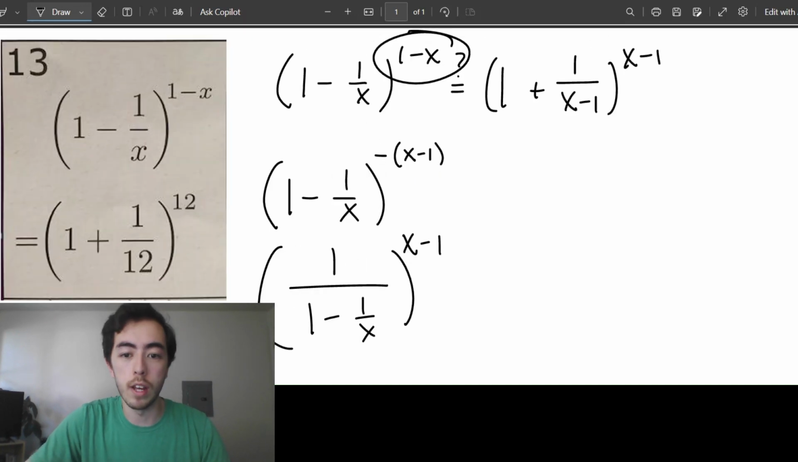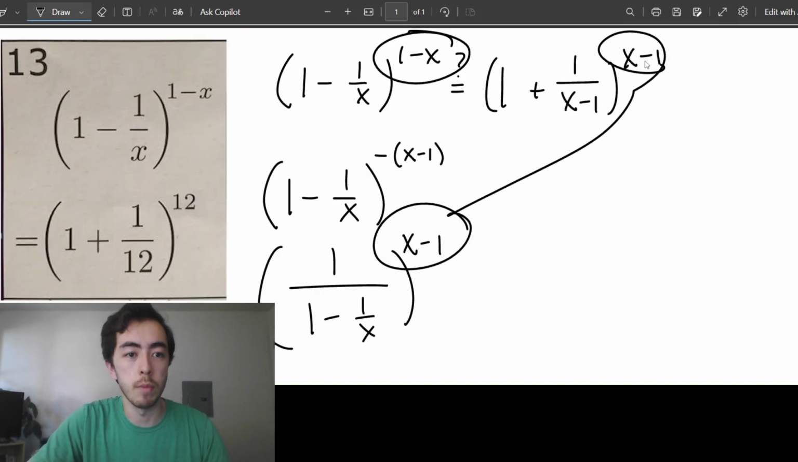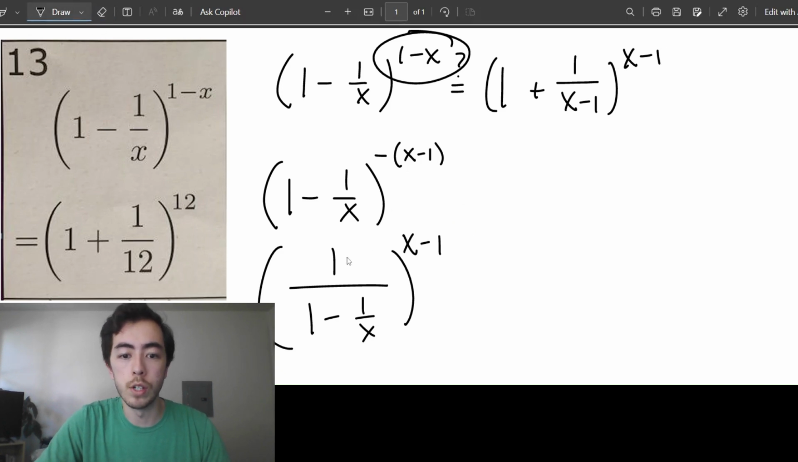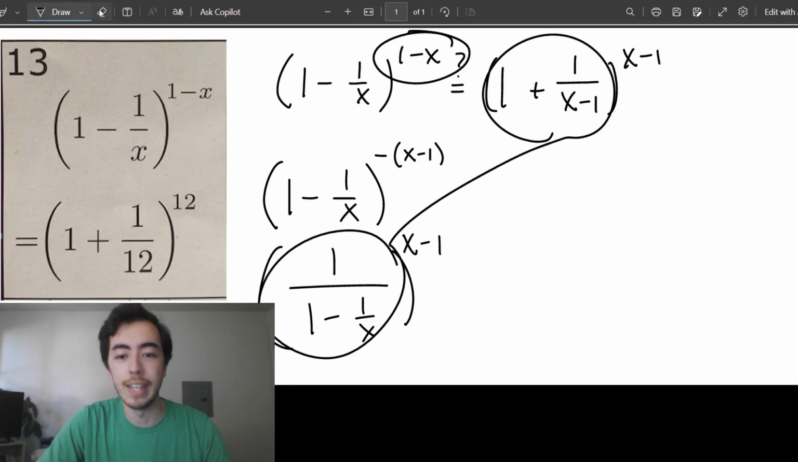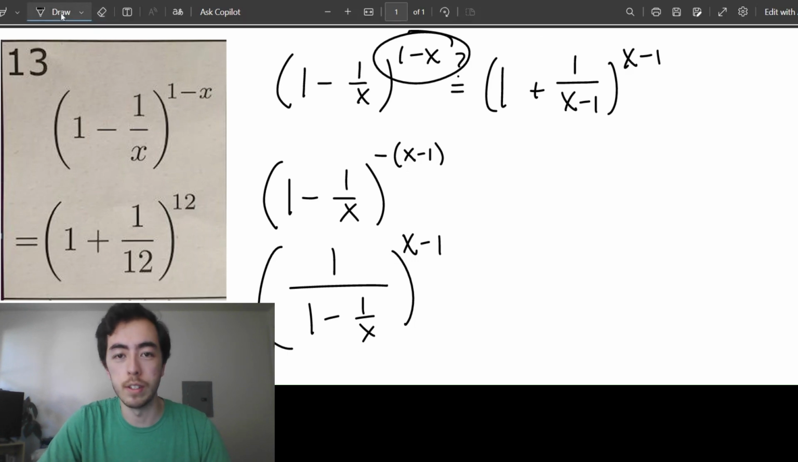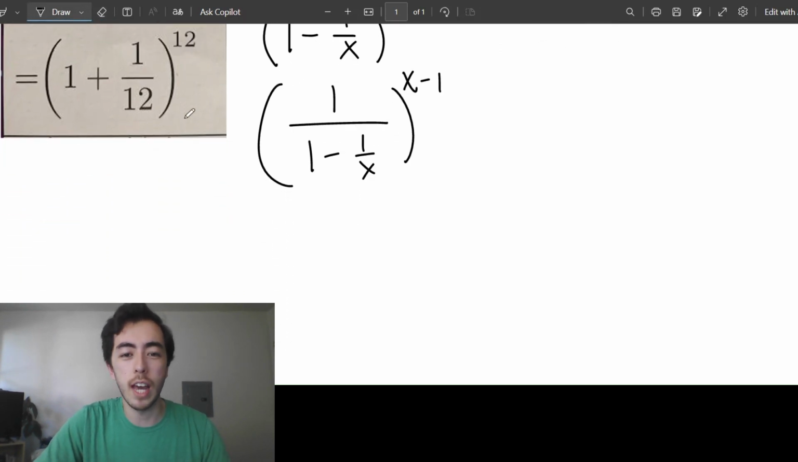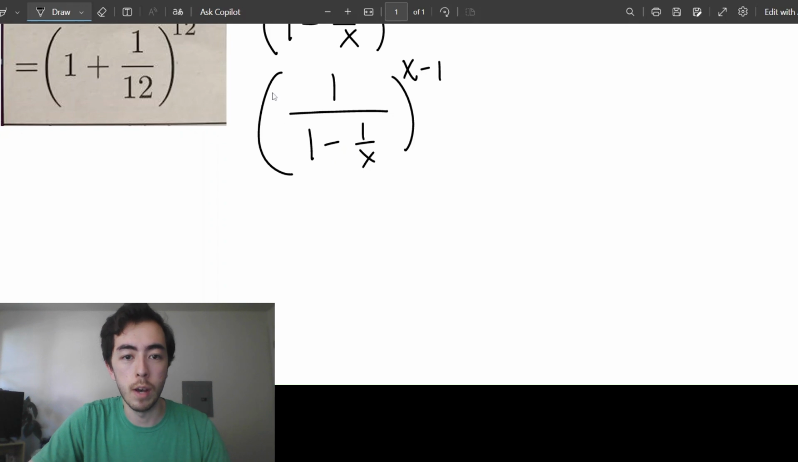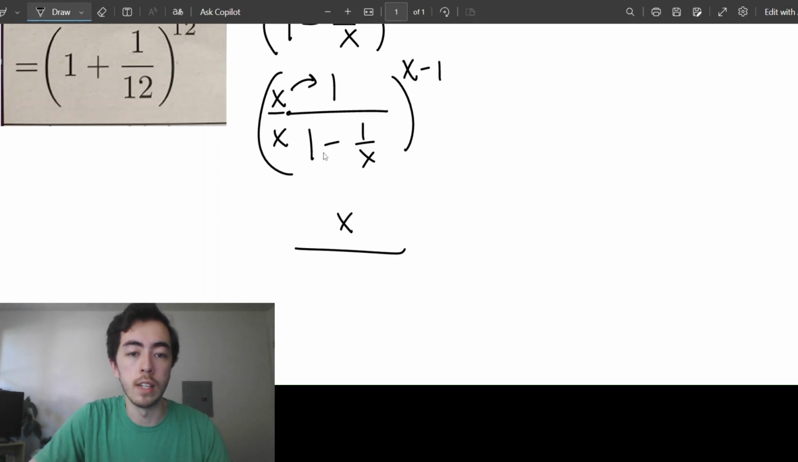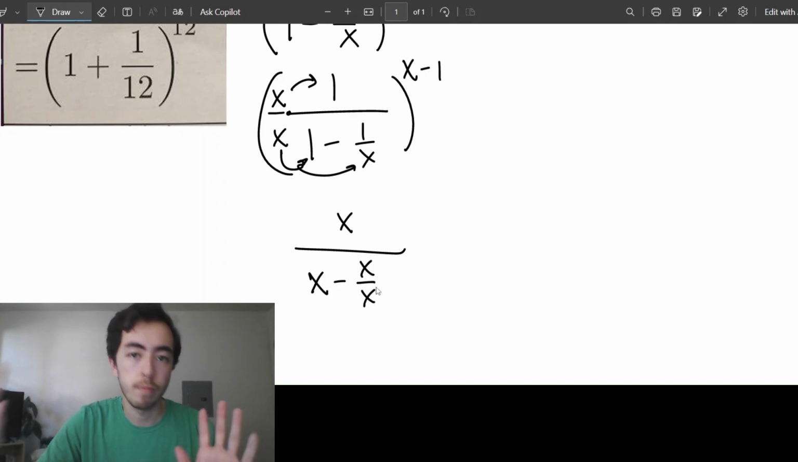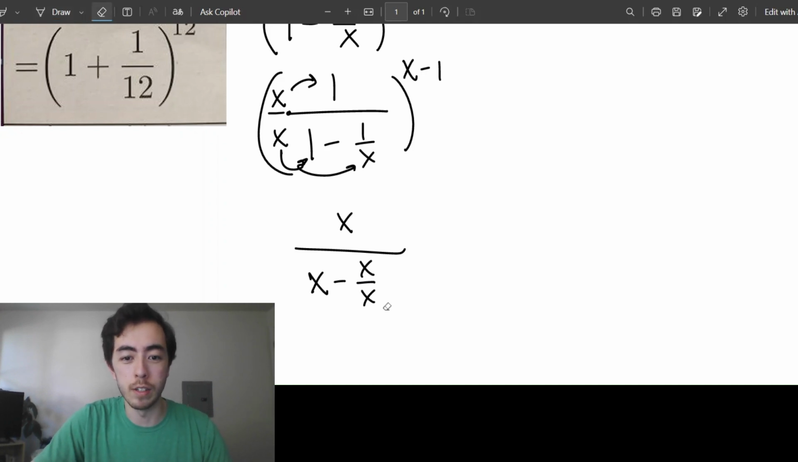So I'm kind of close, right? I've already matched the x minus 1 to the x minus 1. And now all I have to do is show that this is equal to that. It's not quite clear just yet, so let's keep going. I don't like having fractions within fractions, so I'm going to multiply by x over x here. That's going to just make the numerator x. And then in the denominator, it's going to distribute to both of these terms. So I get x minus x over x. And as long as x isn't 0, I can call x over x 1.